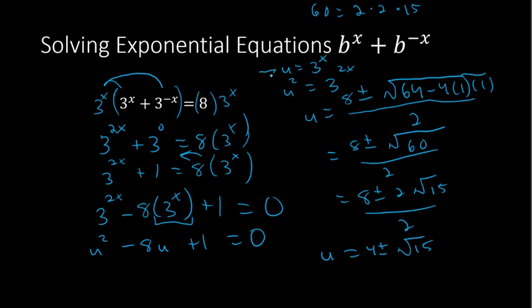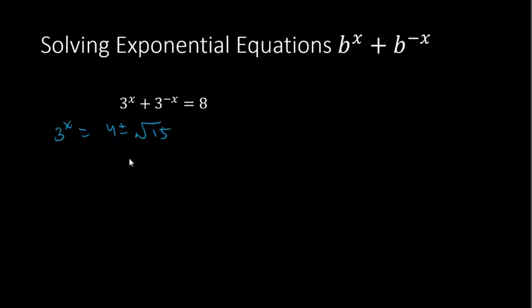So meaning, if you look up here, we have 3 to the x power. That was equal to u. So we have 3 to the x power equals 4 plus or minus the square root of 15. So we see that right here. And then from this point, we can try to find x by taking the log of both sides. So now we have something that we've seen in the previous example.